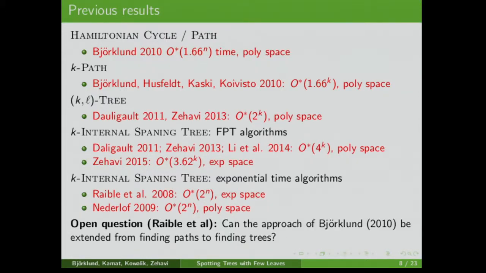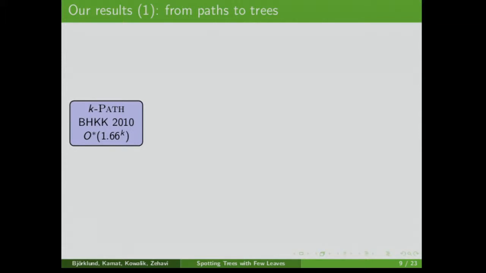The authors of this paper, when they sent a journal version, already observed this result, and they posed an open problem: is it possible to break this 2 to the n barrier by somehow transferring this trick, this algebraic approach of Björklund, from finding paths to finding trees? And I think our main result is that yes, we can.